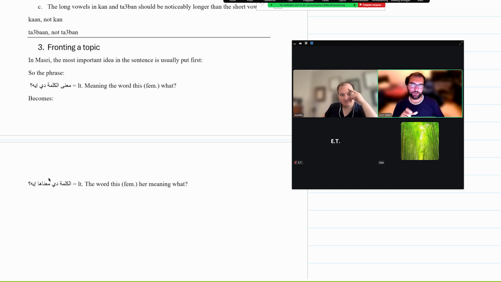In Masri, however, we always switch it. So we say الكلمة دي, this word. This is the important thing about this sentence. This is my topic, so I start with it. الكلمة دي معناها إيه, so literally the word, this, her meaning, what. If you say it the official way, it's not wrong. Everyone would understand you. This way is how we actually speak in everyday life.